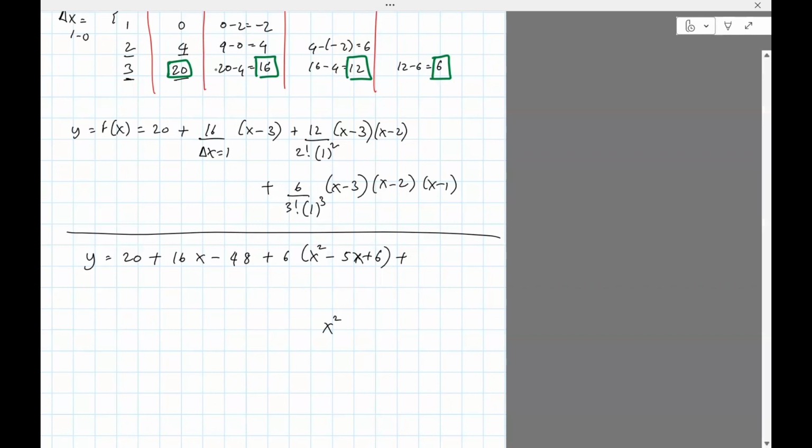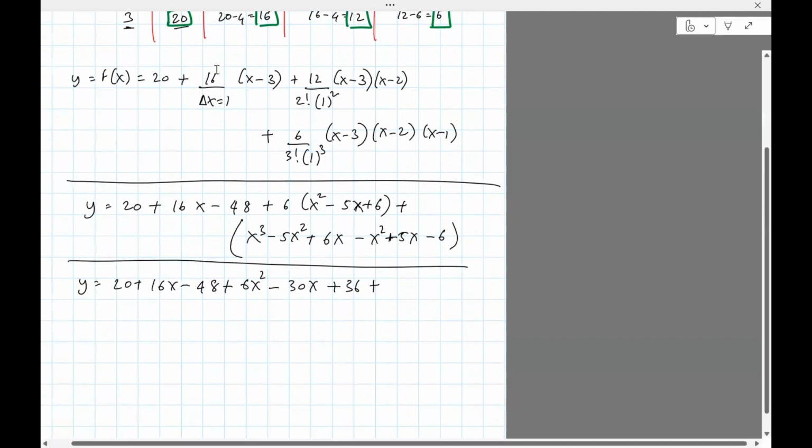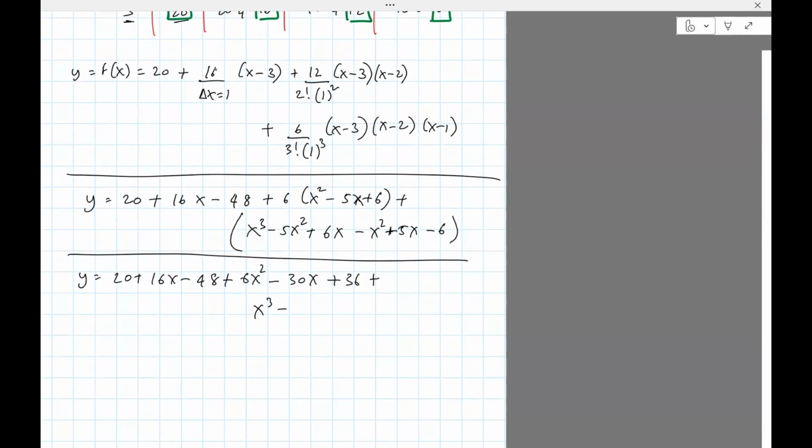And if you expand this out, I think you get 5x squared plus 6x, then minus x squared. Yeah, I just did it in my head, but this is what you can expect when you expand this out. 6x squared minus 30x plus 36, plus x cubed minus 5x squared plus 6x minus x squared plus 5x minus 6.